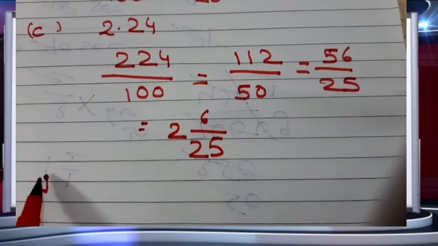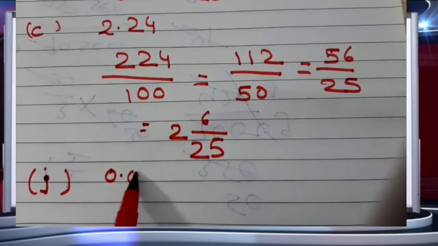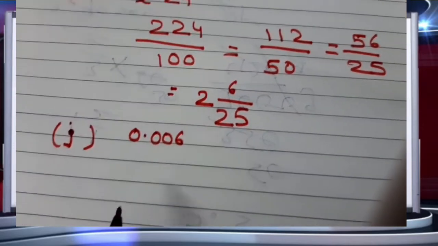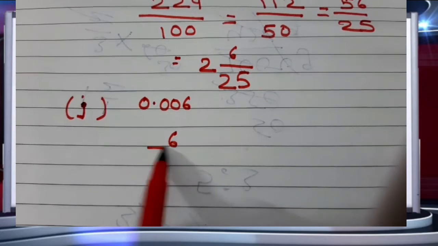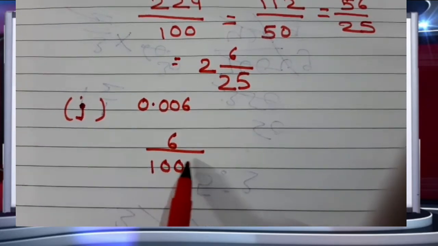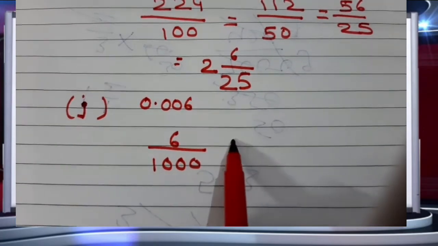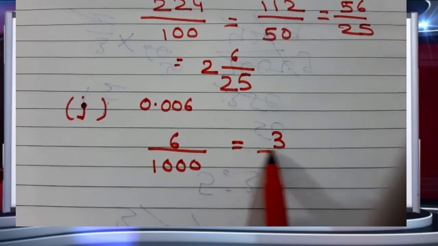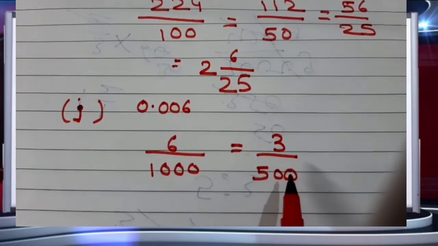Now one more part I will do, J part. It is 0.006. You can see there are three decimal places, so I will divide this by 1000. So it will become 6 by 1000. Now you can see both the numbers are even numbers, so I'll cancel it by 2. So my answer is 3 upon 500.